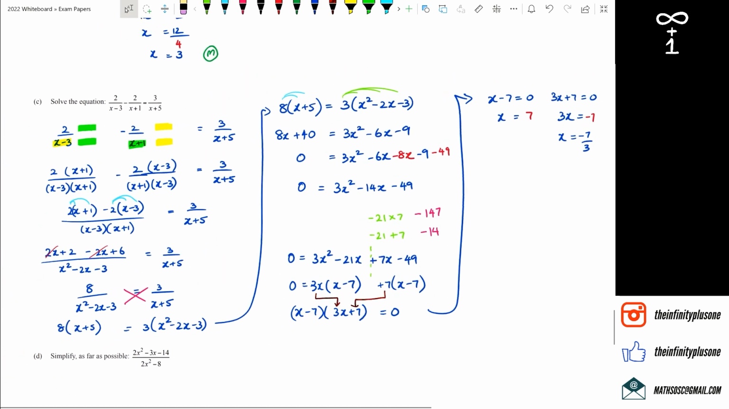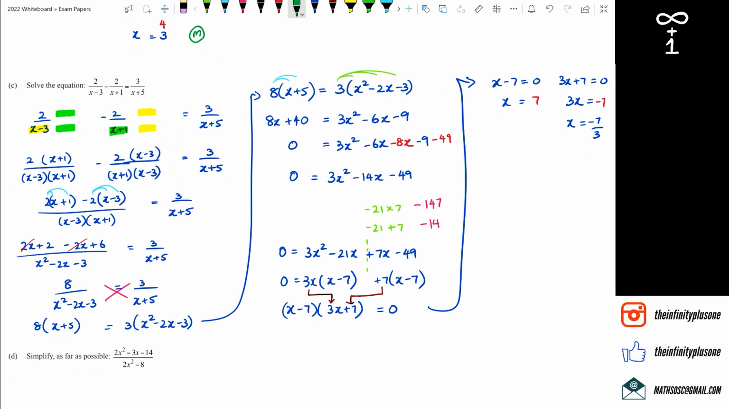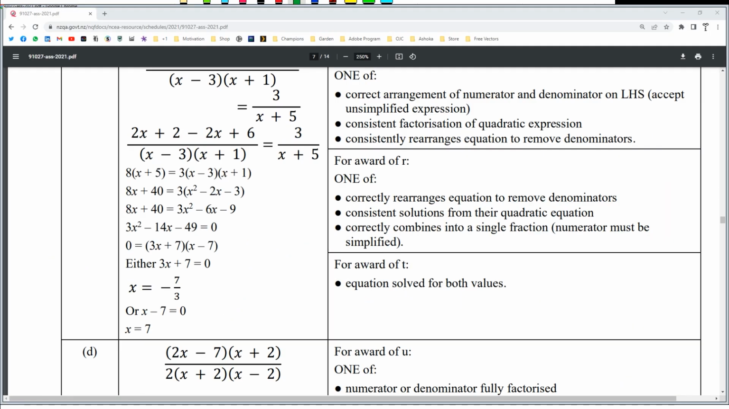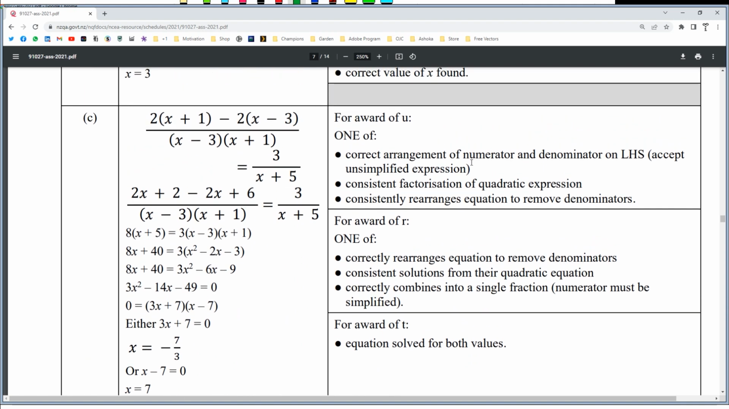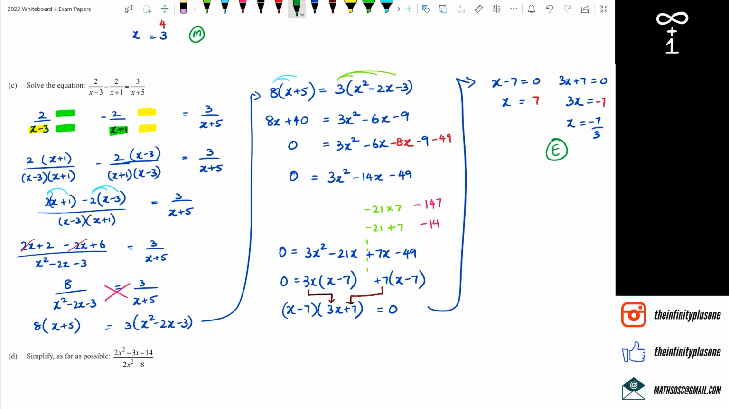So those are our two values for this equation. The final two values is going to get you an Excellence. Let's just have a look at the schedule, guys. There we go. So correct arrangement of numerator and denominator on left-hand side, except unsimplified equations, that could get you an Achieved. So that means I'm talking about correct arrangement. So it's an arrangement, potentially somewhere here, either here or here, you could get an Achieved.